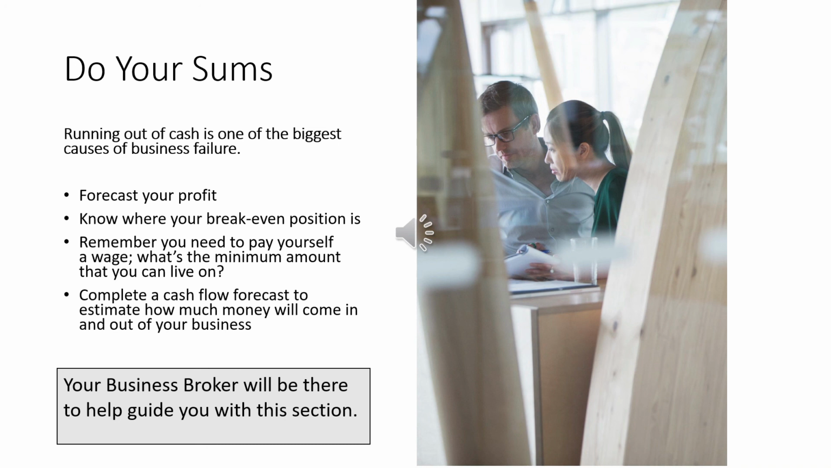You need to know where your break-even position is, which is basically a financial calculation to determine the number of products or services you need to sell to at least cover your costs. That's why your personal survival budget will tell you how much you need to live on. Remember, you also need to pay yourself a wage. What's the minimum amount that you can live on? And the cash flow forecast will estimate how much money will come in and out of your business over the next 12 months.